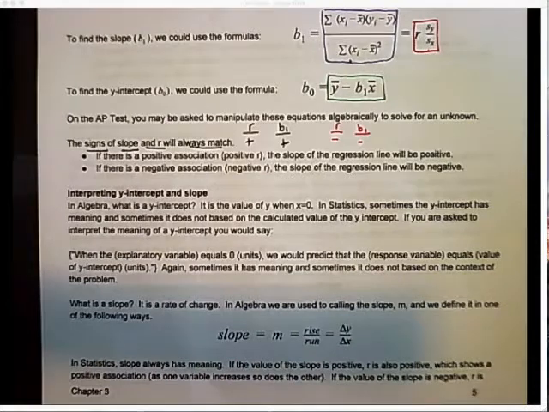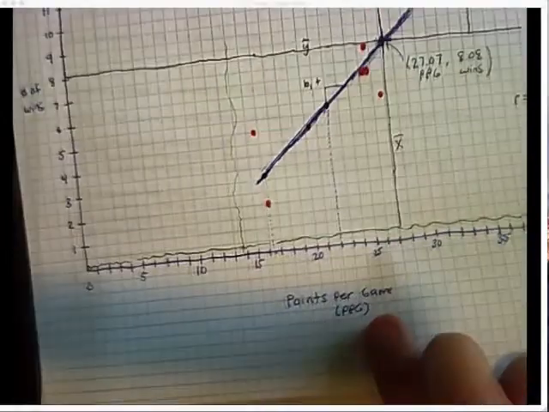Now, it's very likely on the AP test that you're going to have to interpret the meaning of the Y-intercept and slope. All right. So in algebra, what is a Y-intercept? It is the value of Y when X equals 0. In statistics, sometimes the Y-intercept has meaning and sometimes it does not, based on the calculated value. If you were asked to interpret the meaning of a Y-intercept, you would say, but before we do that, let me go back to this graph.